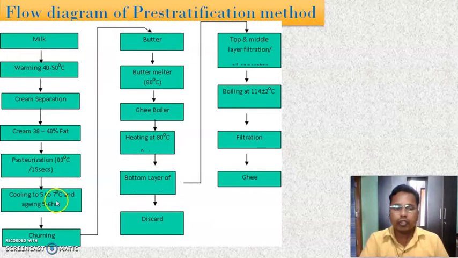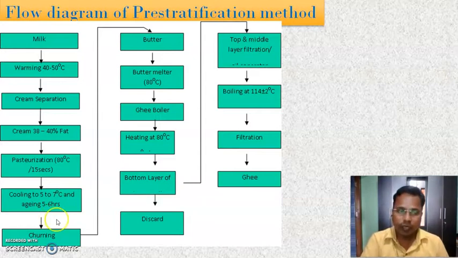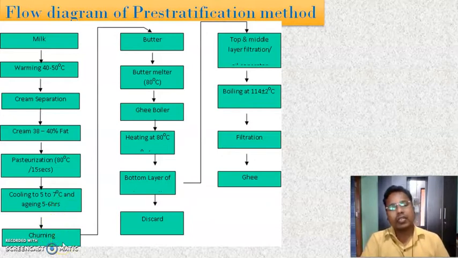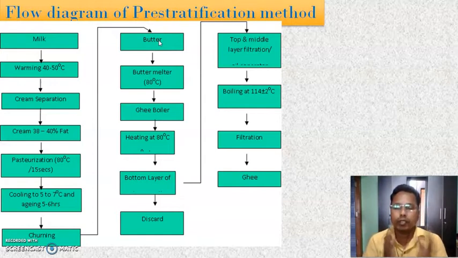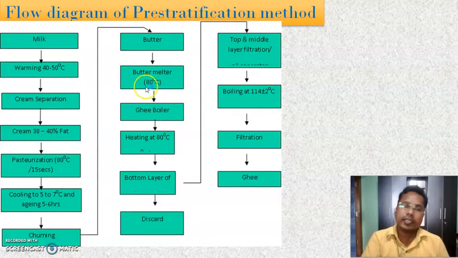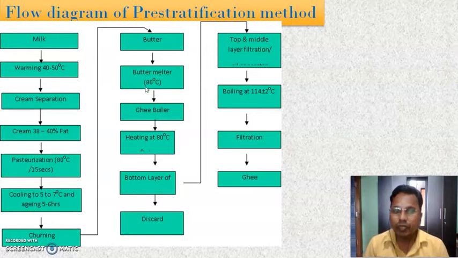And then it is cooled to 5 to 7 degrees Celsius and aged for 5 to 6 hours. And after the cooling is over, this cream is taken for the churning process. And when the churning is completed, it converts to butter. And then this butter is broken into small slices and it is taken into a butter melter, where it is allowed to melt. The temperature of this butter melter is generally maintained at 80 degrees Celsius, and due to this high temperature, this butter gets melted.